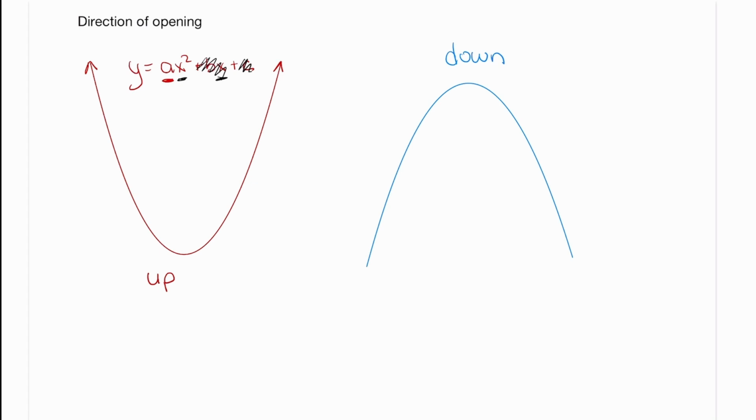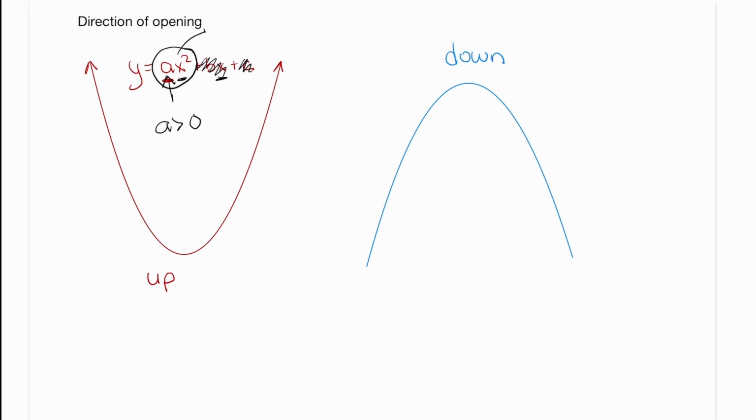So what that means is that this term here, this ax squared, is what's going to determine if our quadratic opens upwards or downwards. So if it opens upwards, this a value needs to be positive because this x squared value is always positive. So as x gets really big, so as it goes to infinity, or really big numbers, then if a is positive, then y is going to be positive, right?